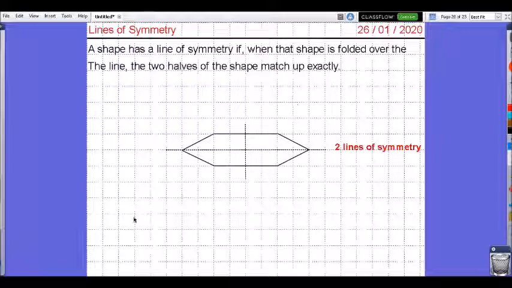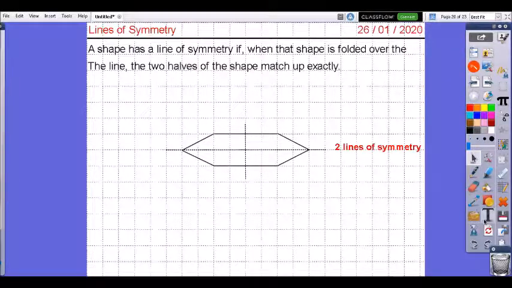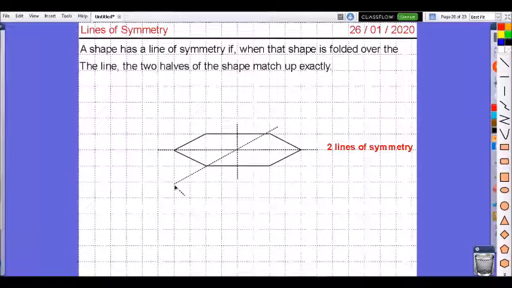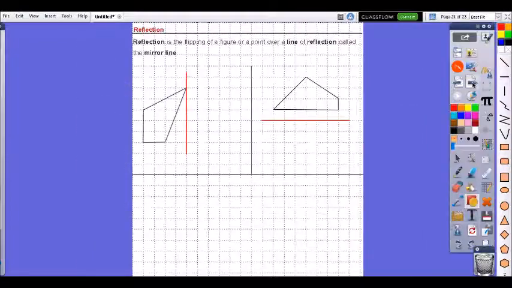Because if you try anything else, for example, if someone thinks, oh, I'm gonna draw a line of symmetry over here, no way. If you try to fold this there, you're gonna find this vertex here going to go over there. They're not gonna match up exactly. So the last line of symmetry is wrong. It has only 2 lines of symmetry. This is how.